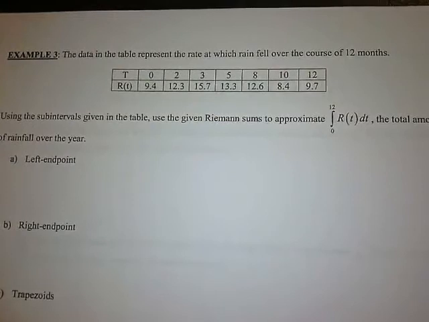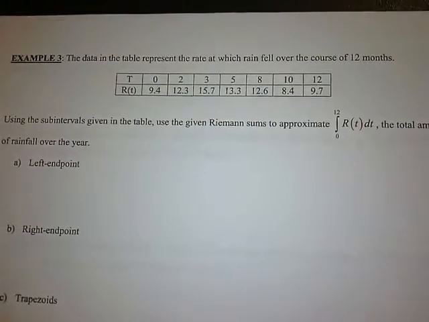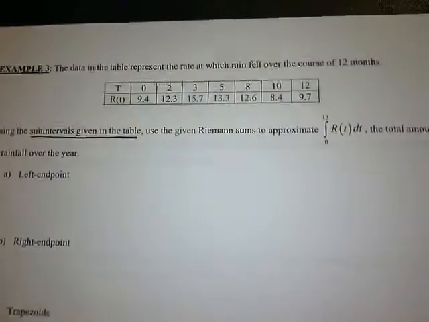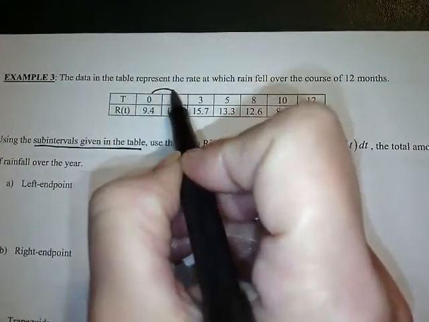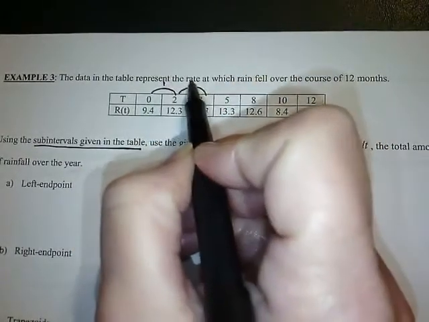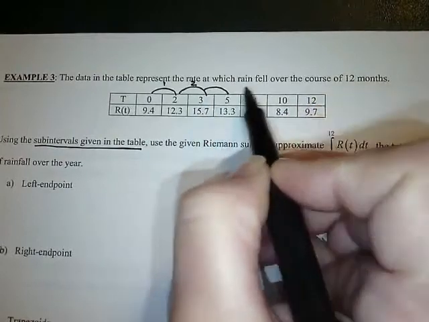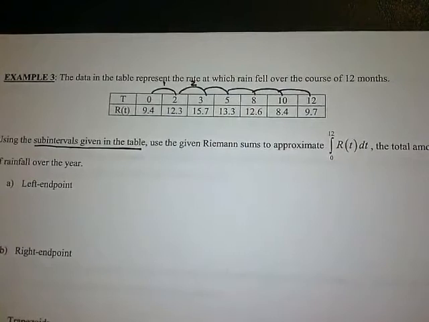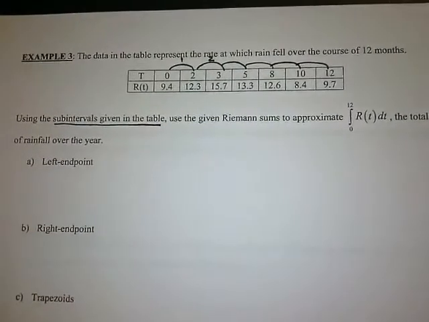All right, so it says that we are going to use the subintervals given in the table. Okay, so that means that each one is going to go like this, right? This is the first subinterval, then we have the second subinterval, then the third one, then the fourth one, the fifth one, and the sixth one, and so forth. Okay, so some of them might be different widths. So this is a little bit different than the one that we did last time. Okay, so it says we're going to use a left Riemann sum.